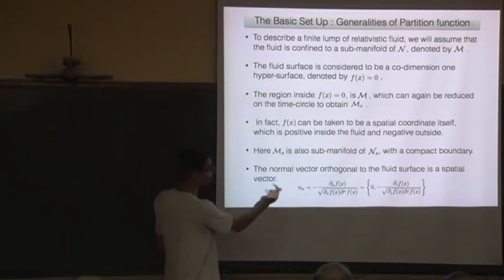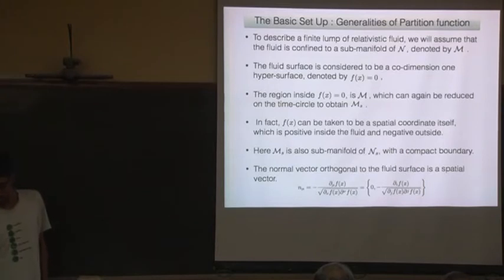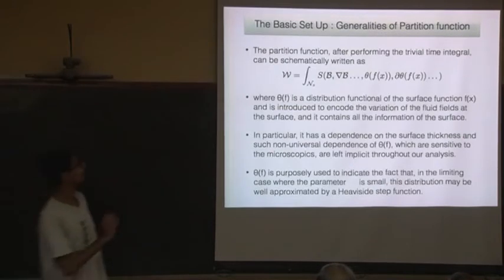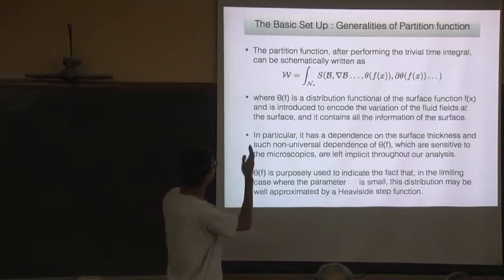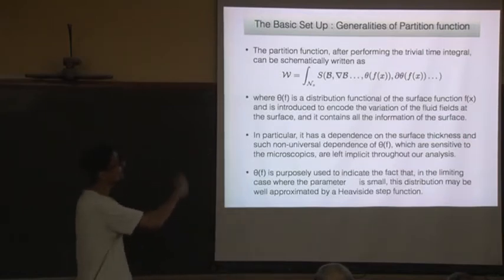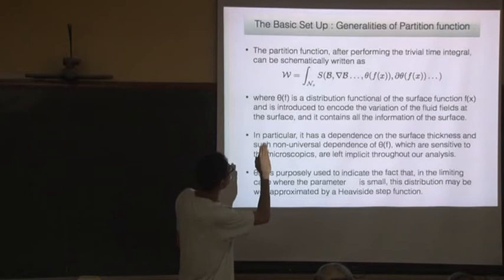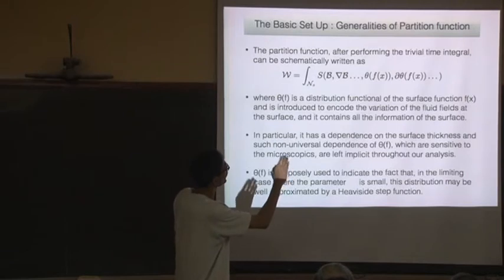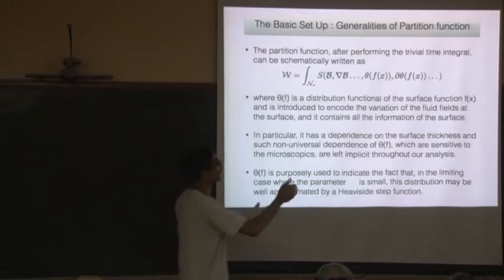Now I have this normal vector which is orthogonal to the fluid surface, and I can define it like this, normalized. Now the partition function. It's stationary, so that's why f is independent. The partition function, after performing the trivial time integral reduction, can be schematically written as this: W as a function of the background fields, their derivatives, and the theta function, which has the information of the surface and its derivatives.